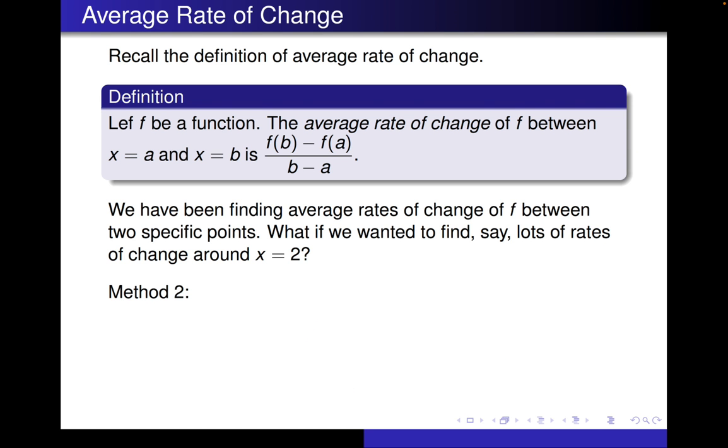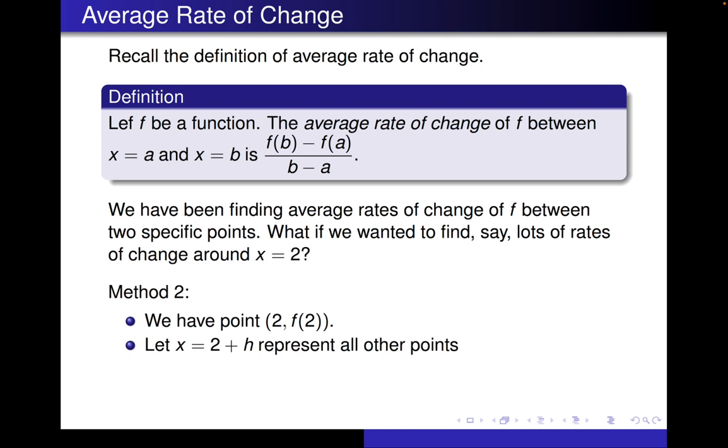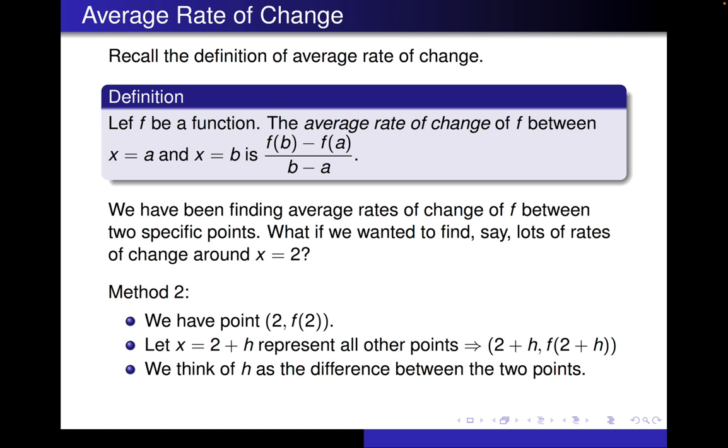Now another way we can do this, and it's not a better way or a worse way, it's just a different way. We can have our same point (2, f of 2), and instead of expressing our other points as x equals b, we can express our other points as x equals 2 plus h. So that seems a little bit weird, but here our point is going to be x equals 2 plus h, y equals f of 2 plus h. Now this seems a little bit strange, but you can think of h as the difference between the 2 points. Your one point is 2, your second point is 2 plus another number.